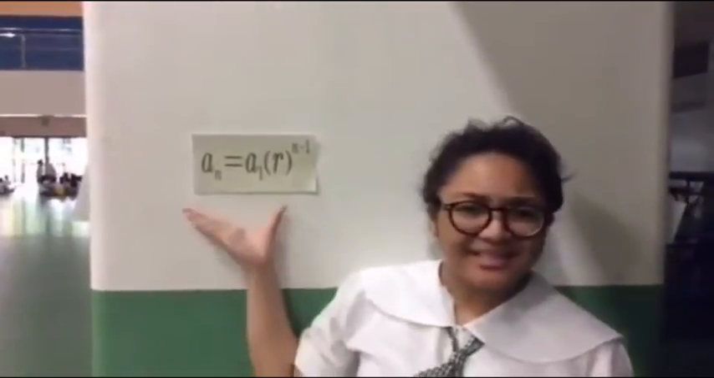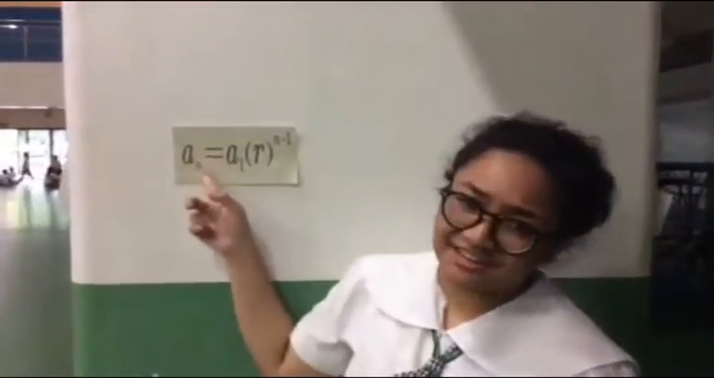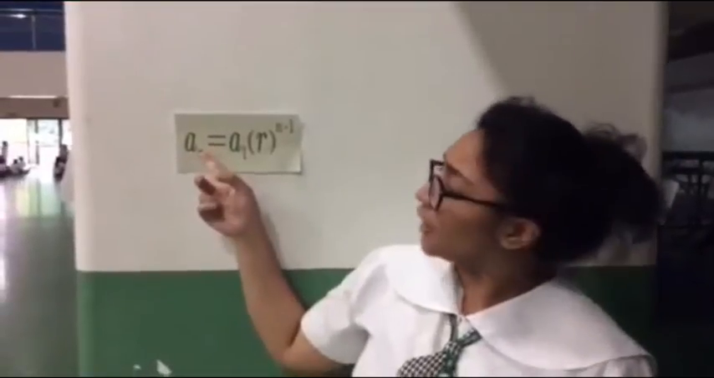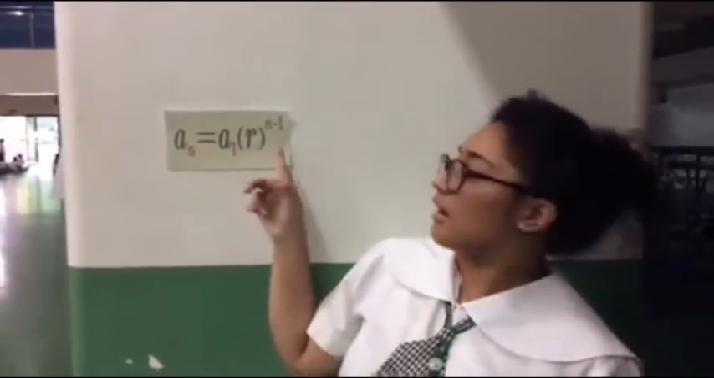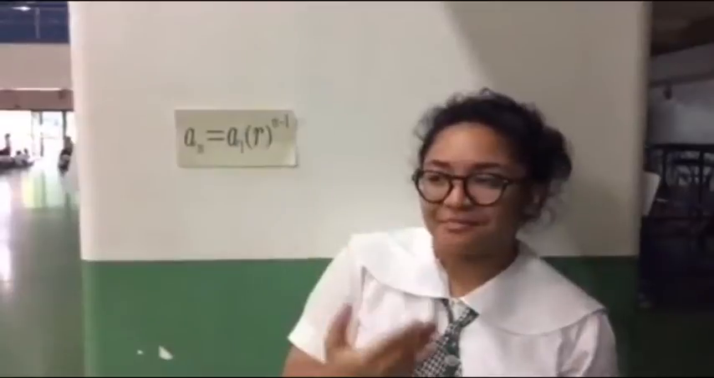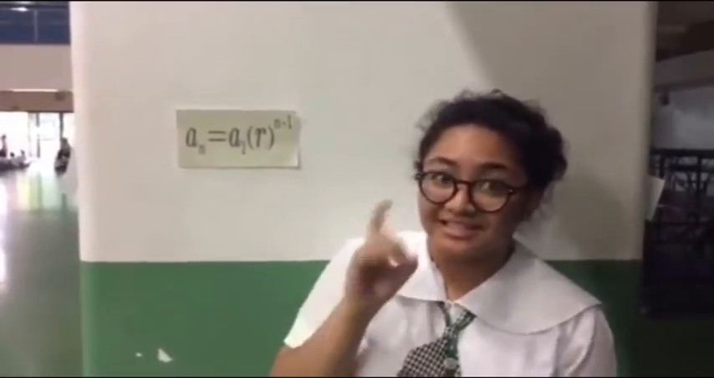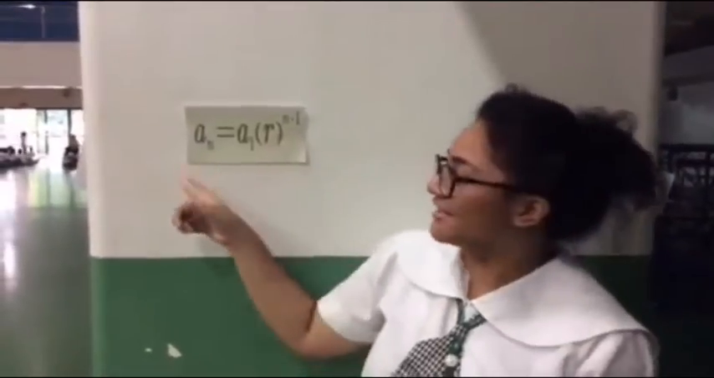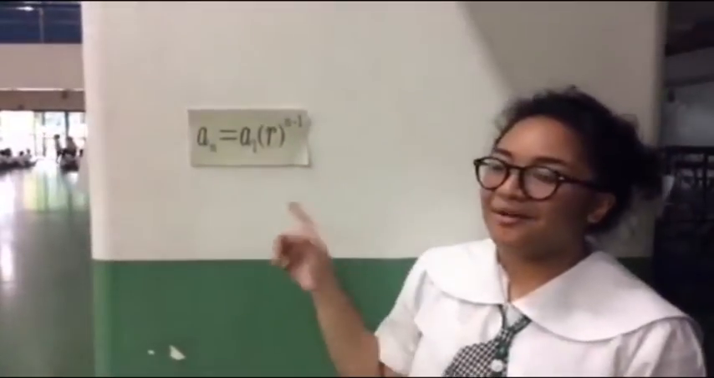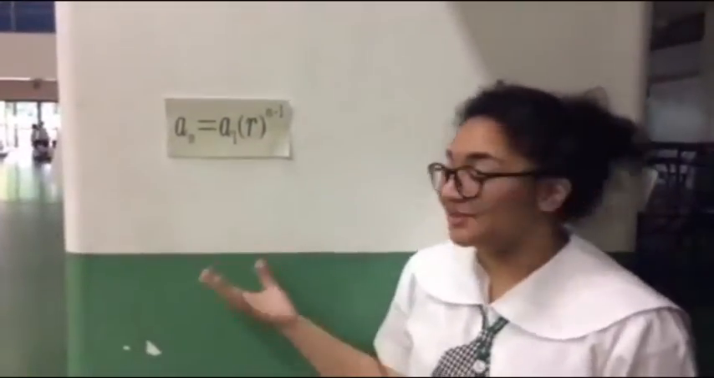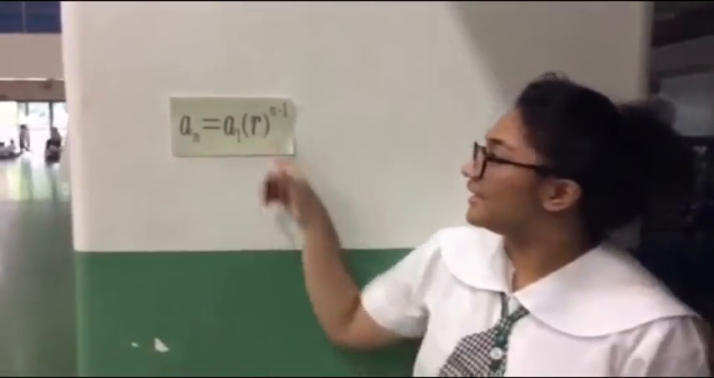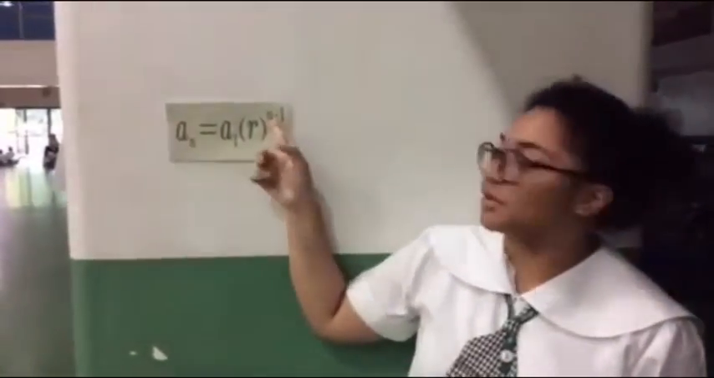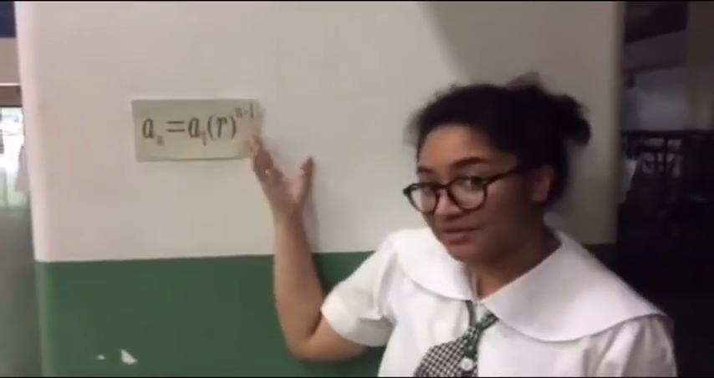So what does this entail? This is your nth term, the term that you're looking for. This is the first term. R is, for example, for the arithmetic, that's the d. For geometric, that's the r. That's the consecutive number that you're going to multiply to get the next term. And then n minus 1 is the n here, minus 1.